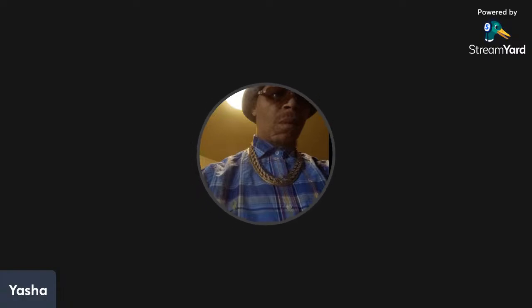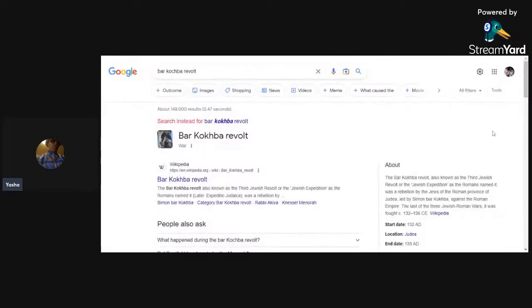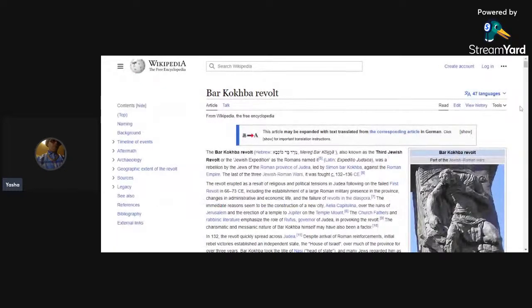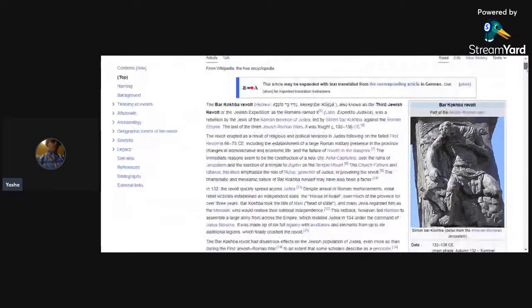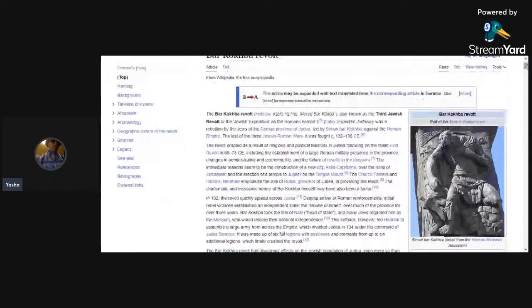So we got the Bar Kokhba revolt up there. Allow me to share my screen. This should be short. We're going to see. We talk about the Bar Kokhba revolt, right? Just the last of the Roman-Jewish Wars. This is the Bar Kokhba revolt.